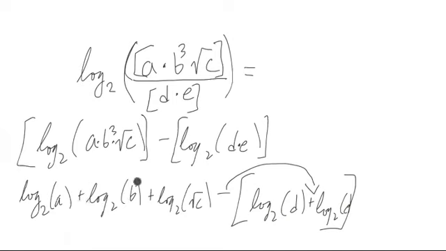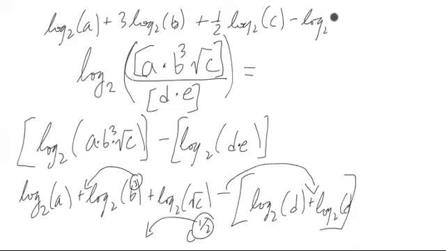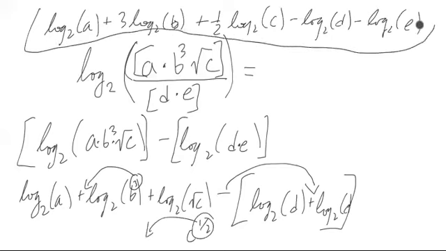Now, this looks pretty simple, but this one, we have another property. See this 3 up top? It can come down. So we can think, we'll write at the top, log base 2 of a plus 3 log base 2 of b. Now, do you see this square root of c? Think of it as c to the 1/2. That 1/2 can come down in front. So plus 1/2 log base 2 of c. Now we can have minus log base 2 of d minus log base 2 of e. And we have successfully expanded this log expression.